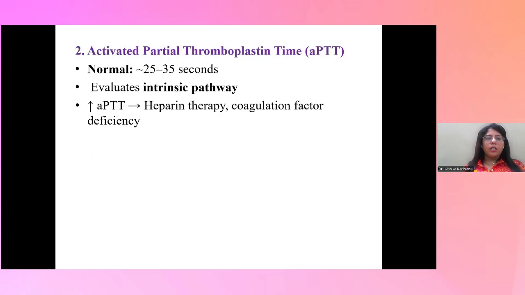Now, the second component in coagulation markers is activated partial thromboplastin time, also known as APTT, and the normal value range is approximately between 25 to 35 seconds. It evaluates mainly the intrinsic pathway, in which factor 8, factor 11, 12 come, which leads to the common pathway. Any increase in APTT will tell you that the patient might be on heparin therapy, and we have to think of tapering it. The patient might have a coagulation factor deficiency, and we have to consider that deficient factor and initiate it for the patient.